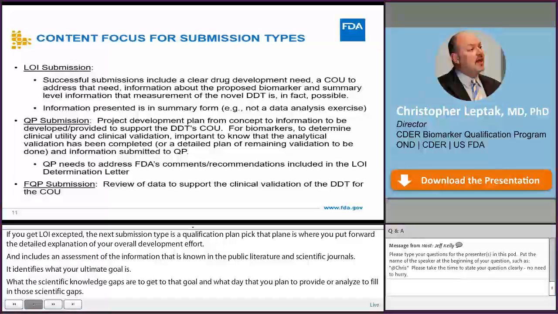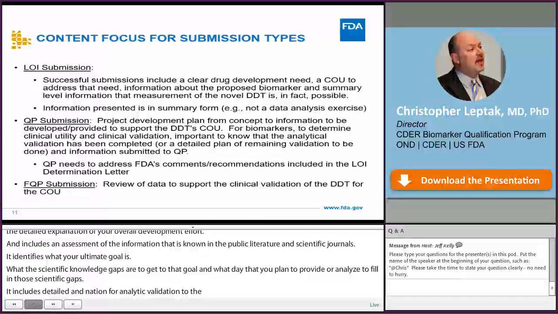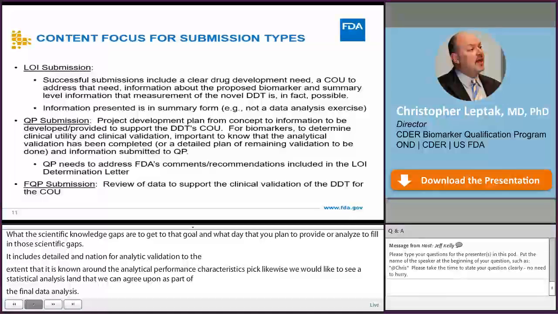Likewise, we'd like to see a statistical analysis plan that we can then agree upon as part of the final data analysis. It's important that, because this is a collaborative process, in the qualification plan you've thoughtfully addressed the comments and recommendations that we've previously provided and have incorporated those as part of that submission.